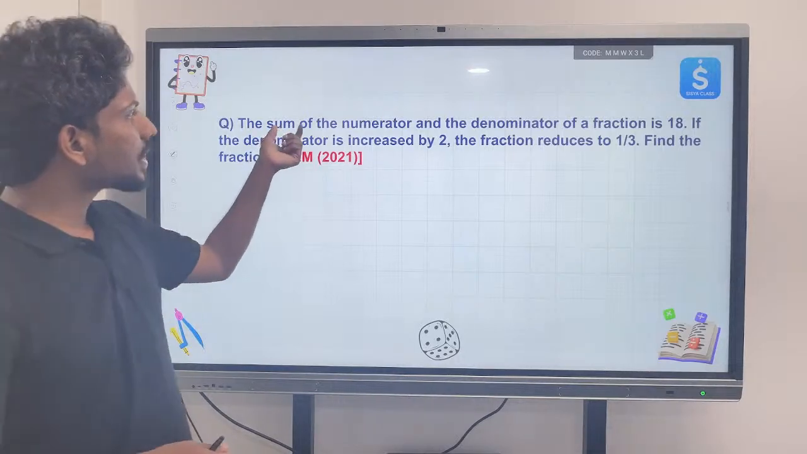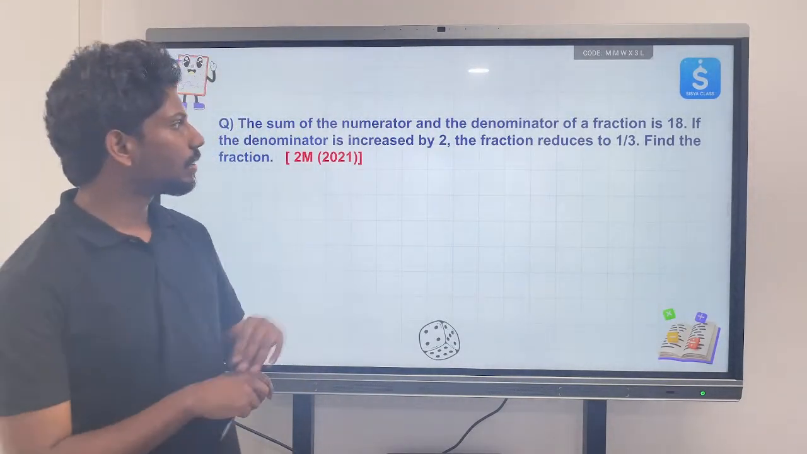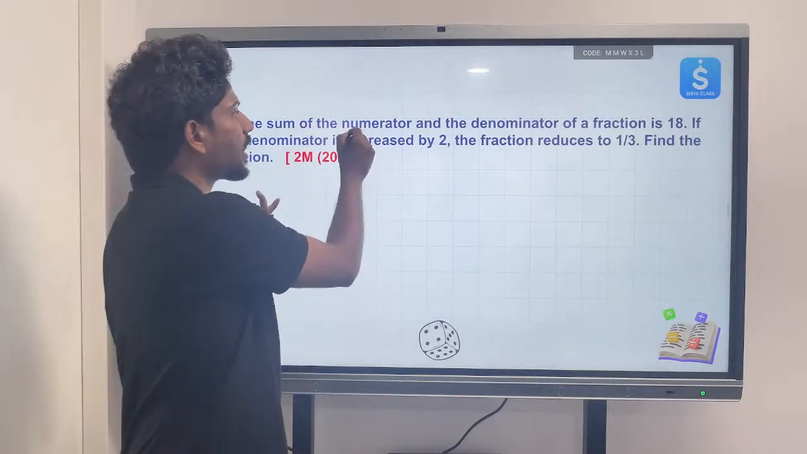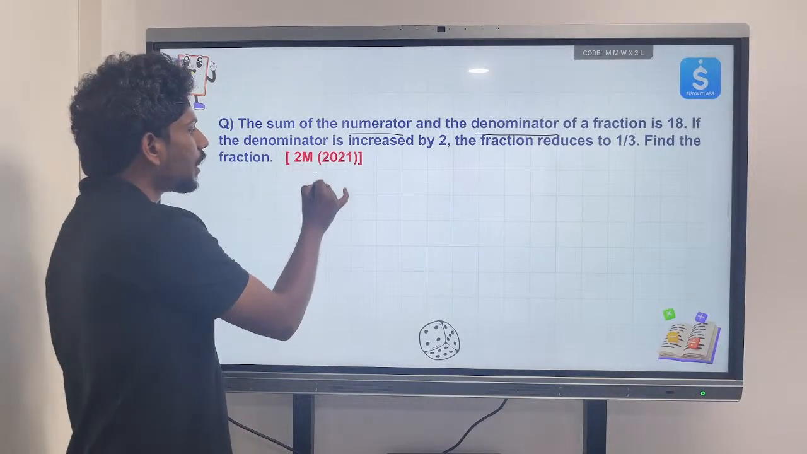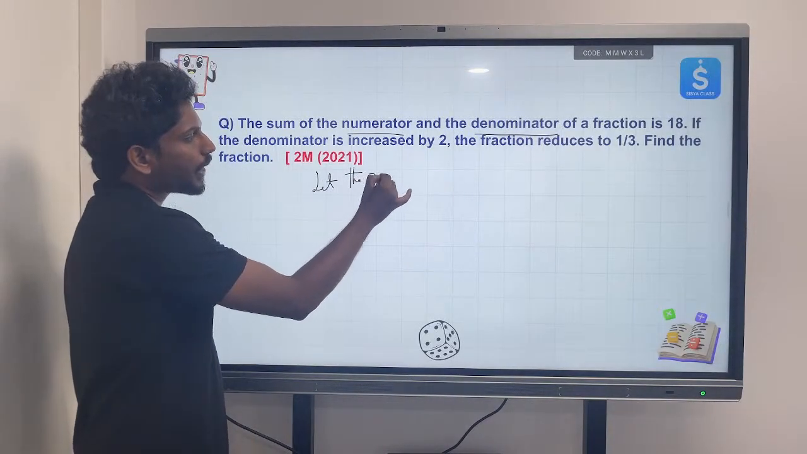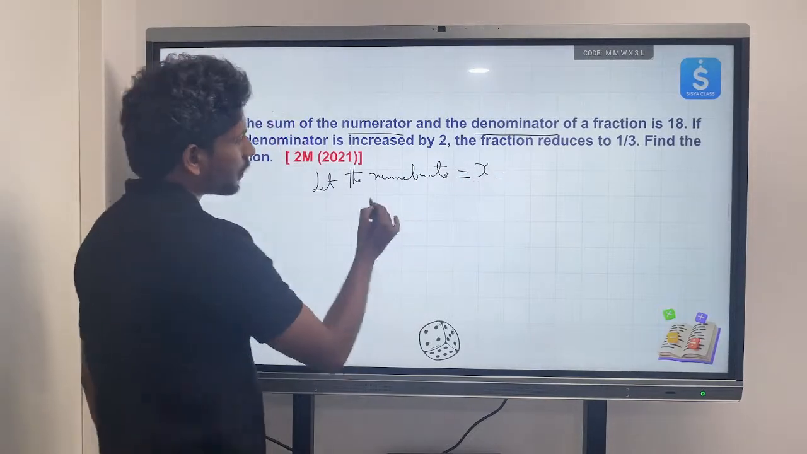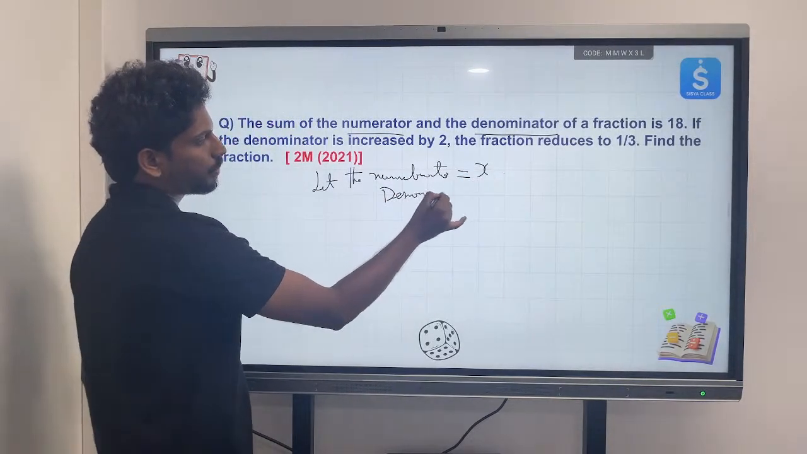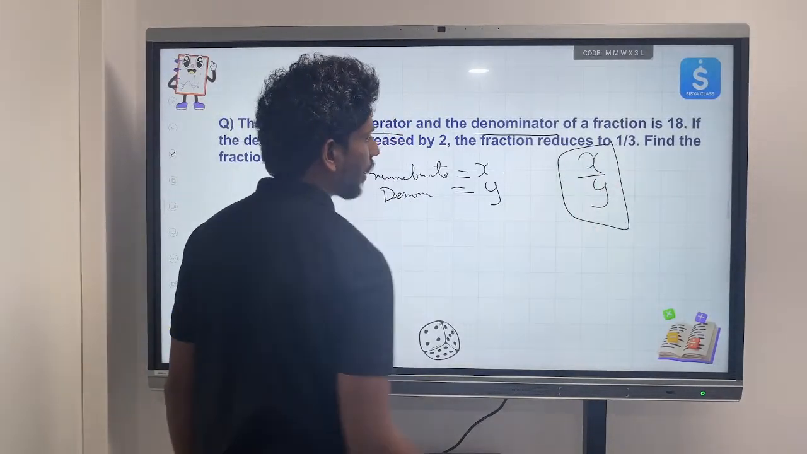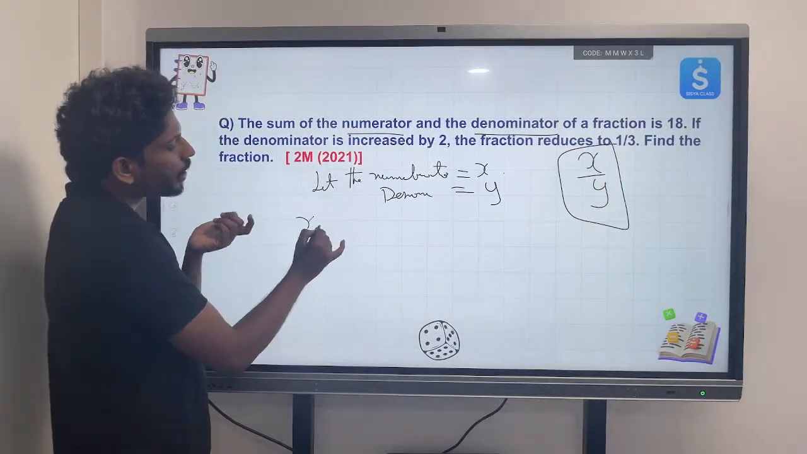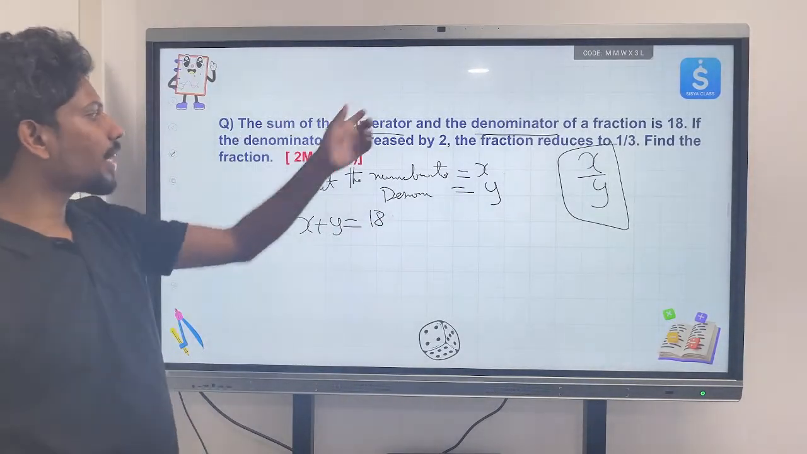He is saying the sum of numerator and denominator of the fraction is 18. So there are two quantities involved, that is numerator and denominator. So we need to assume some variables, right? So let the numerator be x, the denominator be y. So generally the fraction is in the form of x by y. This is what I'm saying, right? Now he is saying the sum of numerator and denominator is equals to how much? 18.